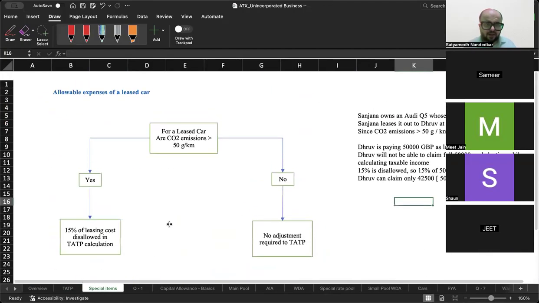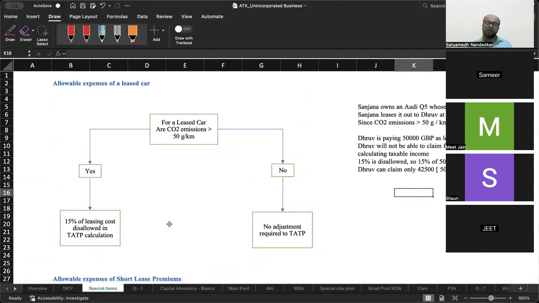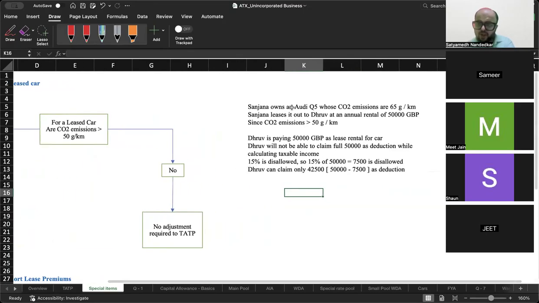Okay, now there are certain special items which might come as a 2 or 3 mark adjustment. The first one of these is allowable expenses of a leased car. Okay, Sanjana owns an Audi Q5 whose CO2 emissions are 65 grams per kilometer. Sanjana leases it out to Dhruv at an annual rental of 50,000 pounds, and CO2 emissions are greater than 50 grams per kilometer. Okay, Dhruv is paying 50,000 as lease rental for the car. Okay, Sanjana has given her car to Dhruv and he is using that car in his business.